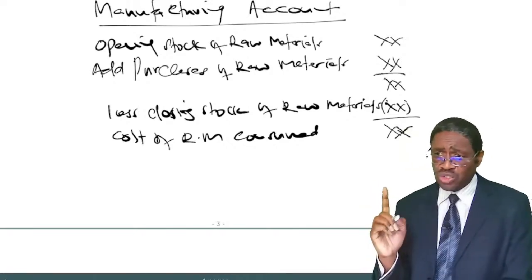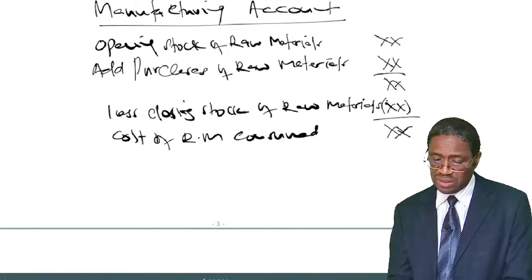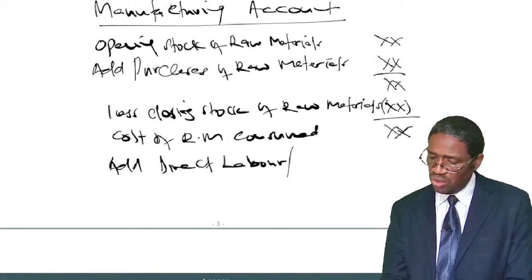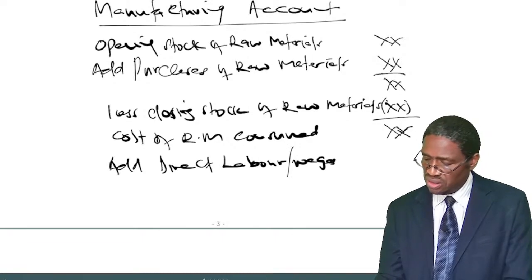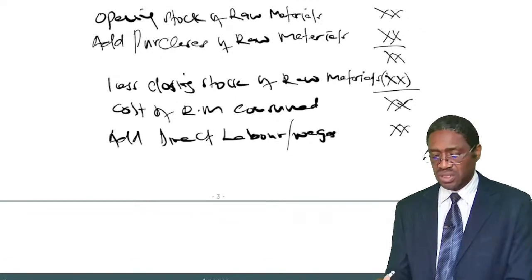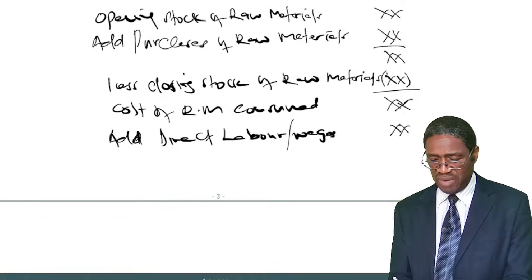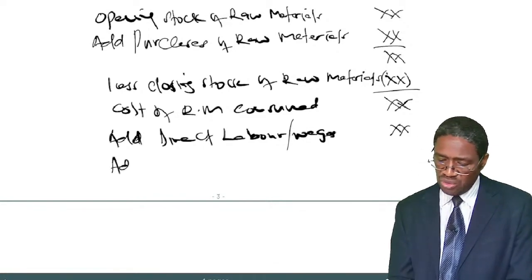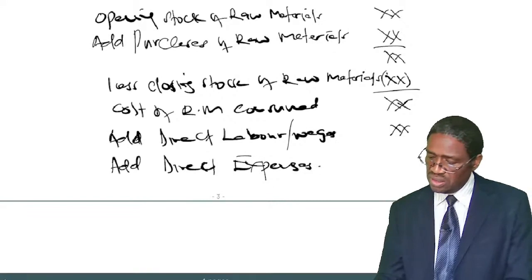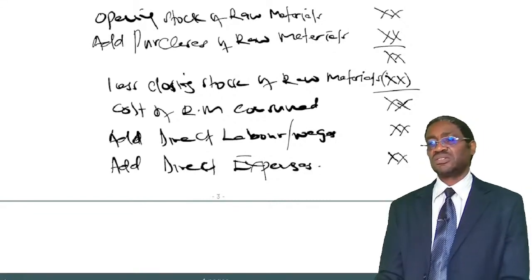Once you have got the cost of raw materials consumed, I told you to add what? Direct labor, which I also called direct wages. Whatever it is. You add whatever you are given as the cost of the direct labor. Then I told you also add direct expenses. Whatever it is, you add.